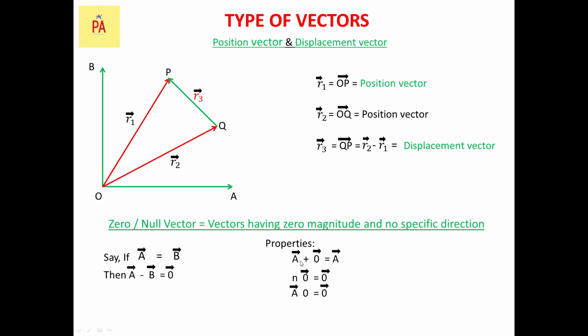Similarly, these are the properties where you get vector A plus zero vector, you will get vector A. If you multiply a zero vector, or a null vector, with a scalar quantity, you will get the zero vector again. Similarly, if you do this one again, you will get the zero vector. So these are the basic properties of the zero vector.